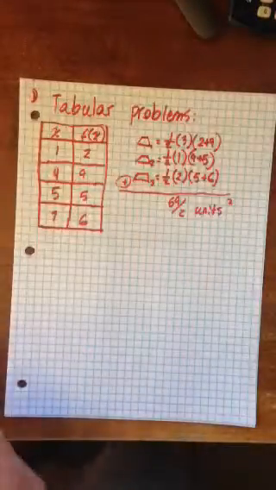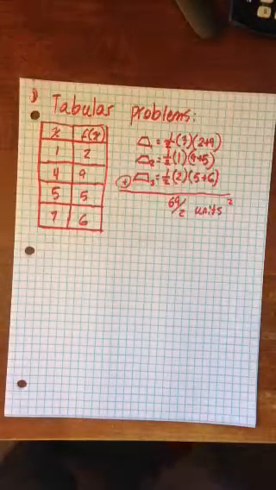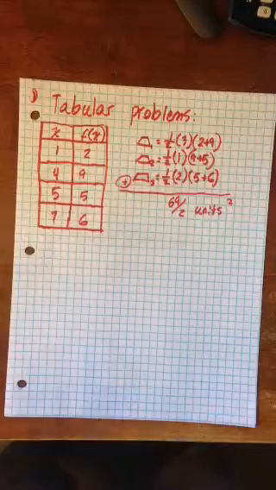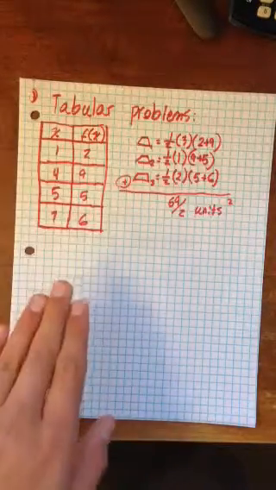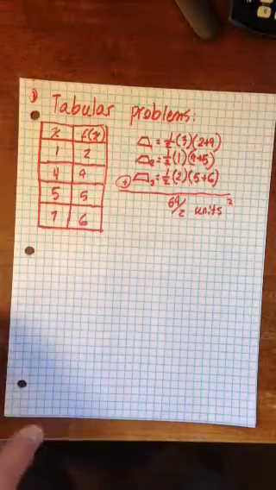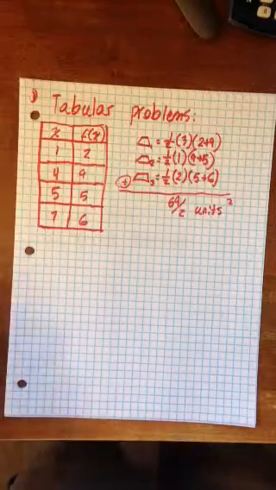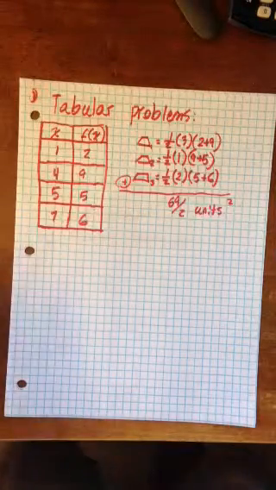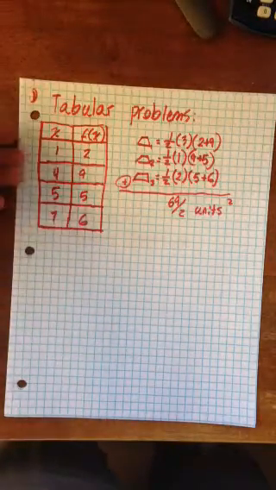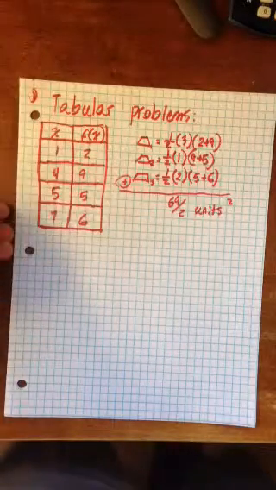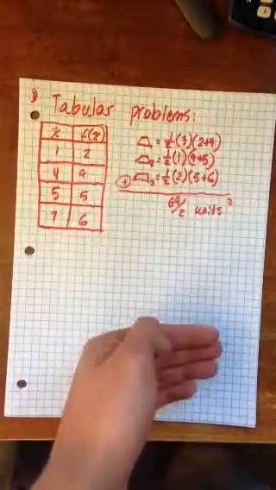Another problem that the College Board is going to give you is going to be a tabular type of problem. So they're just going to give you this table, no equation, no graph. And these are actually quite simple to do. What you want to do here is look at the x values, look at your y values, and just do what we did originally.